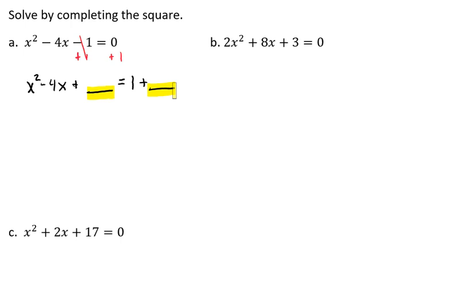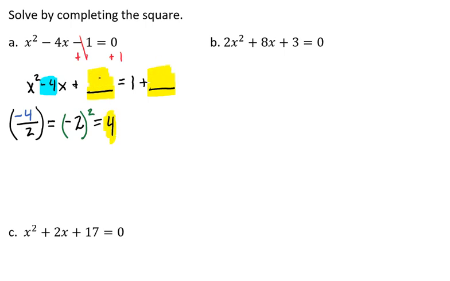So what we're going to do is take this middle number and divide that middle number by 2, which is going to give us the answer negative 2 in this case. Then we're going to take that and square it. And that number is the number that we are going to put in this space on both sides. So it's a positive 4, so plus 4, plus 4.